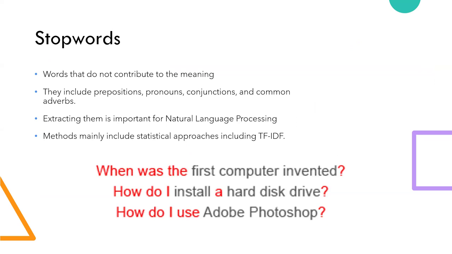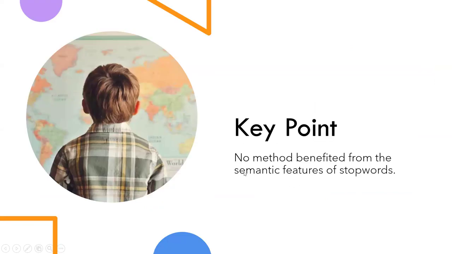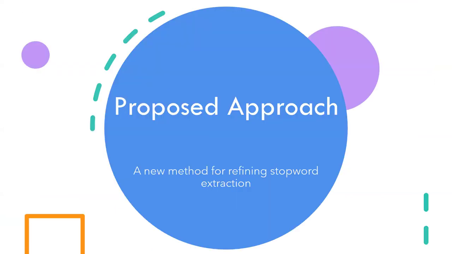Let's begin by defining what stopwords are. Stopwords are words that do not contribute to the meaning. They include prepositions, pronouns, conjunctions, common adverbs, and so on. Extracting them is important for NLP, particularly for topic modeling. Methods mainly include statistical approaches like TF-IDF. The key point here is that limited work has actually been done to extract stopwords based on their semantic features. We are trying to solve this.